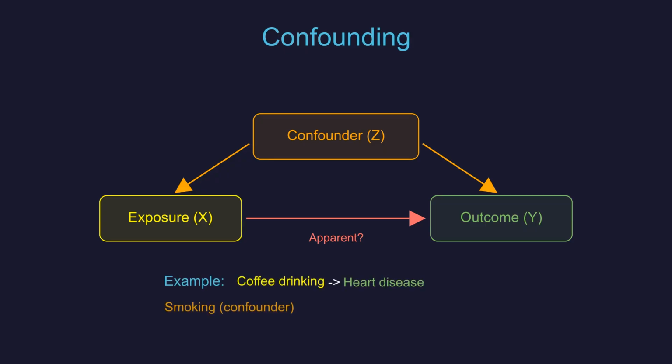For example, coffee drinking might appear to cause heart disease. But smokers tend to drink more coffee and also have higher rates of heart disease. Smoking is the confounder here. Randomization in experiments helps balance confounders across groups, which is a major advantage of experimental over observational designs.